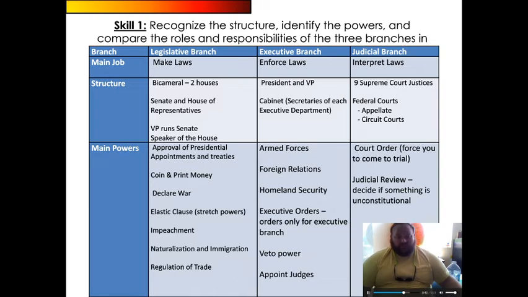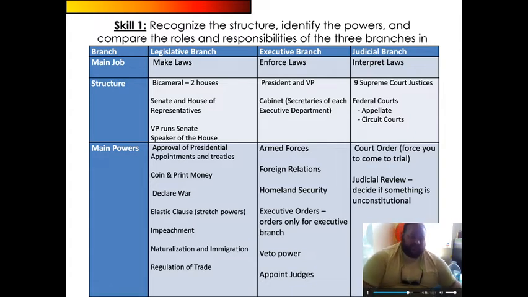I want you to circle the checks and balances that you see. You should circle appointments and approvals. Approval of presidential appointments and treaties, circle that. Also, you need to circle impeachment. For executive branch, you're going to circle the veto power and appoint judges. And for the judicial branch, I want you to circle judicial review.